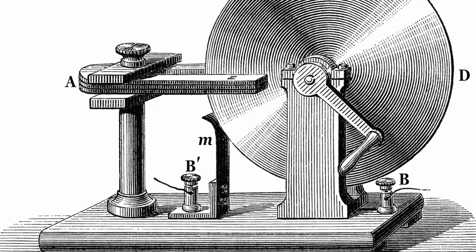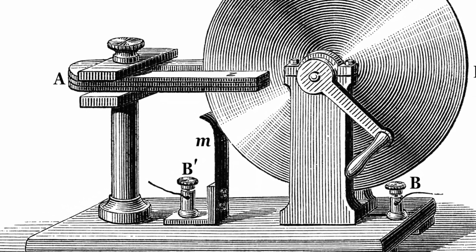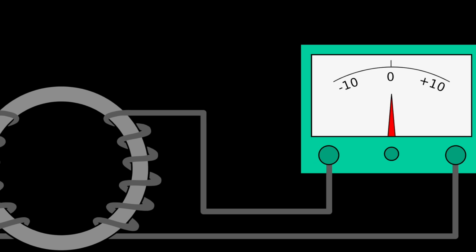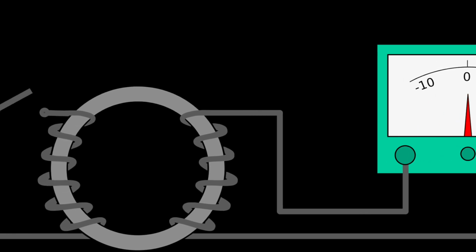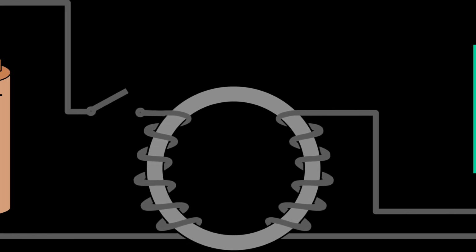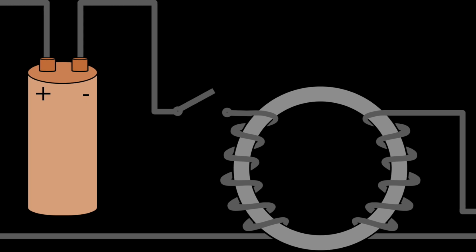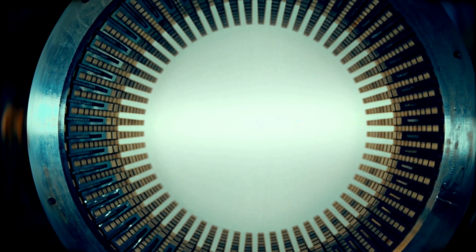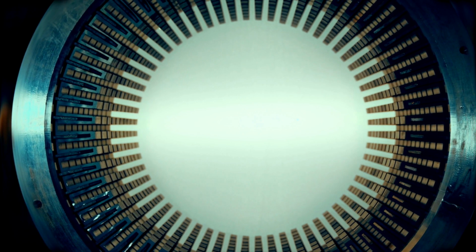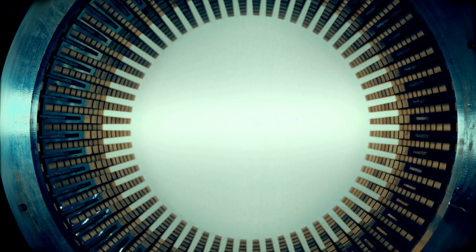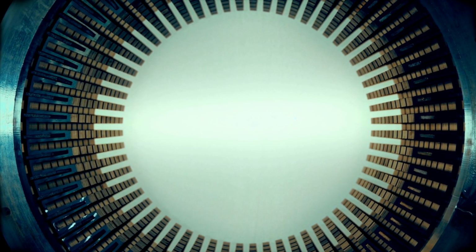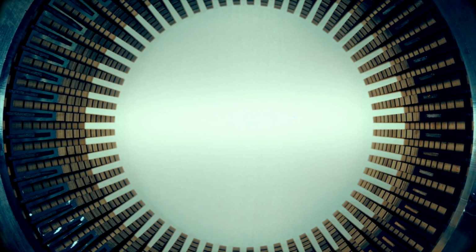When current flows through a wire wound around an iron core, it generates a magnetic field. By carefully arranging multiple coils and controlling the flow of current through them, engineers can create a rotating magnetic field. This field interacts with the permanent magnets or other coils, leading to the motion of the motor's rotor.